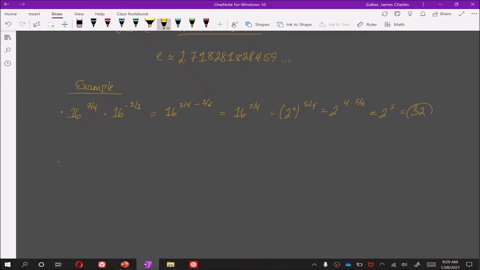Next, if we look at 8 to the 5/3 over 8 to the negative 1/3, this is 8 to the 5/3 minus negative 1/3, which winds up being 8 squared, and that is 64.